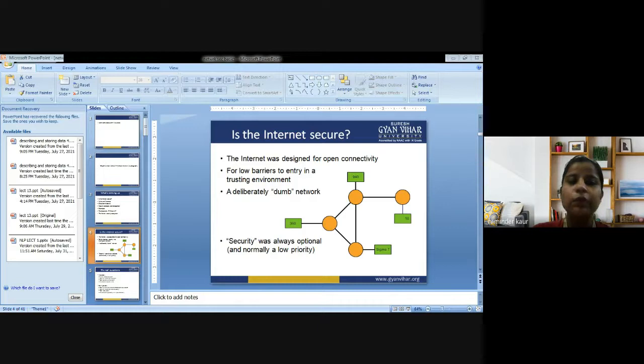So let's discuss what is there inside it. The internet was designed for open connectivity, for low barriers to entry in a trusting environment. A deliberately dumb network was there.